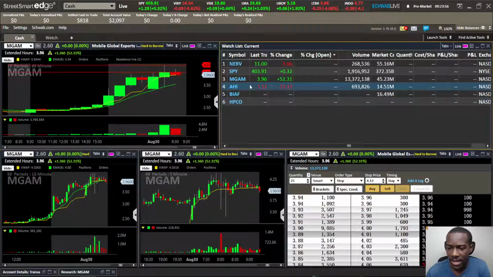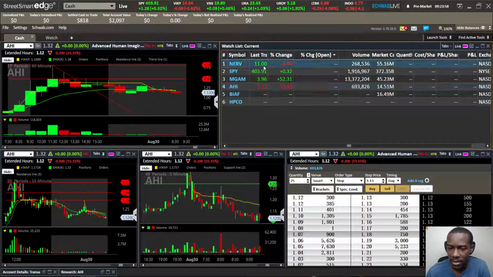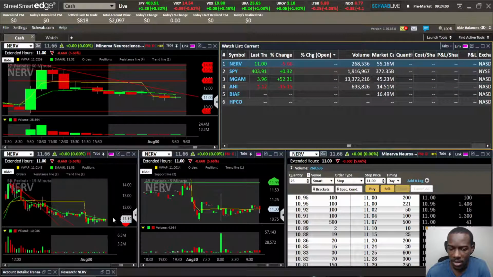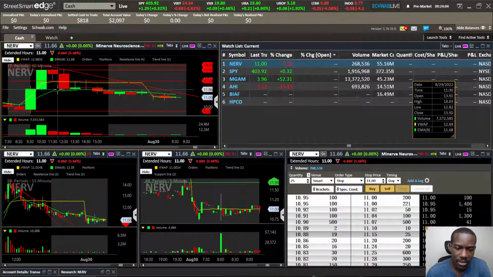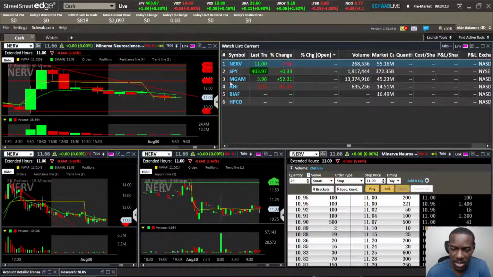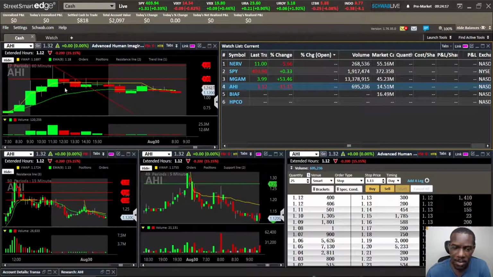Yesterday I did trade AHI, and I traded NERV was another one. I bought NERV down here right at the $12. It started to hold the 12, got the little pop up and sold up there. But I was playing two at the same time, NERV and then AHI.